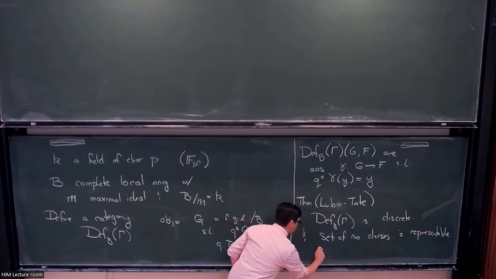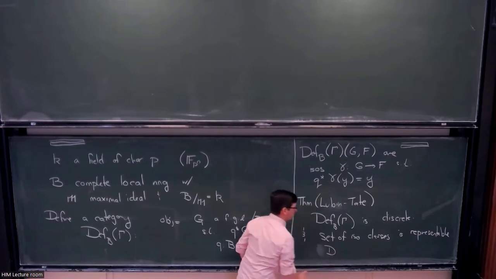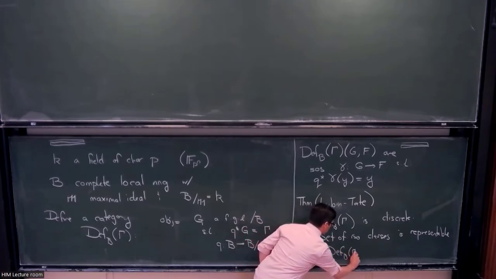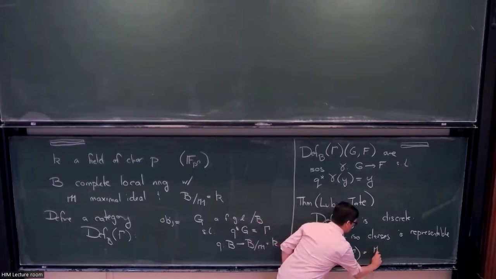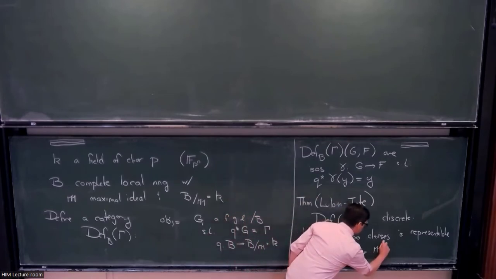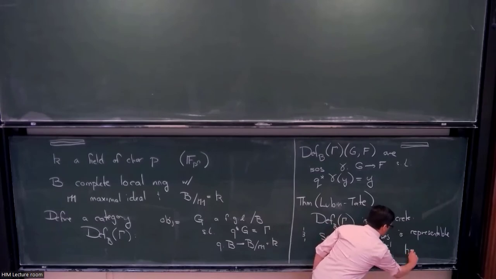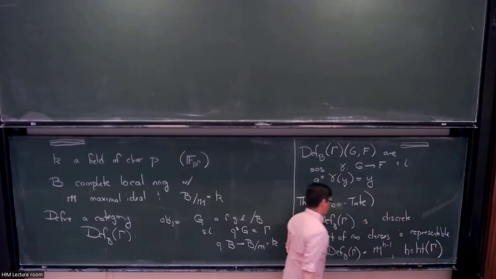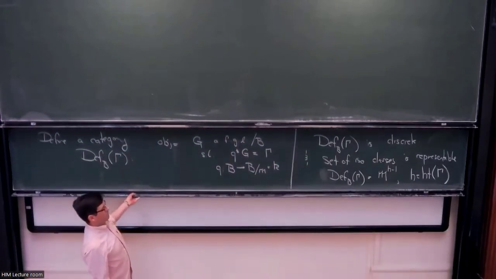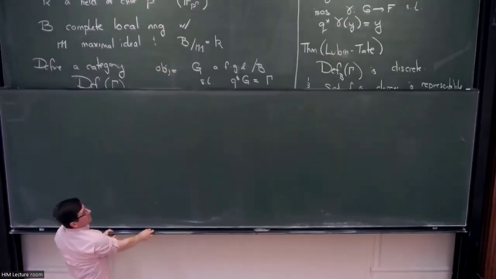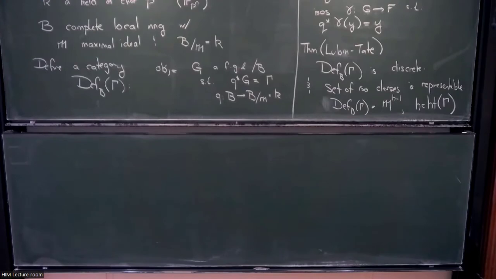In fact, if I think about the deformations, this ends up being a set M to the h minus one, where h is the height of Gamma. One of the nice features about working in this complete local ring case, as opposed to just looking at the Artin local ring case, is that by represented, I mean it's represented by a complete local ring, and continuous homomorphisms out of that complete local ring into B are then the same thing as isomorphism classes of deformations of my formal group. So that's the statement here.